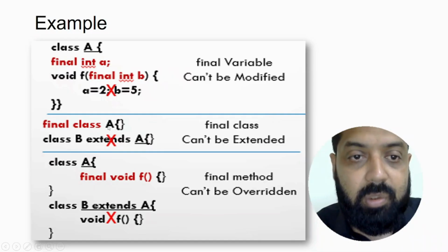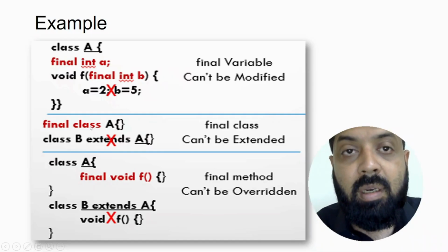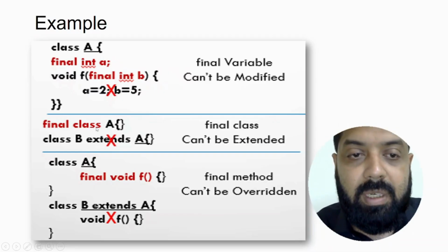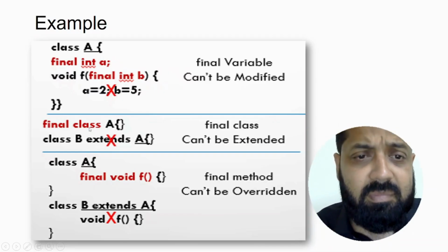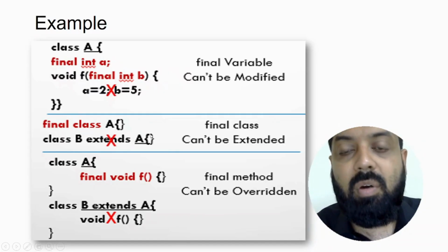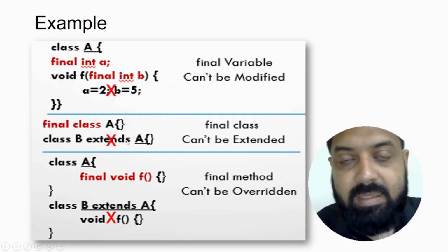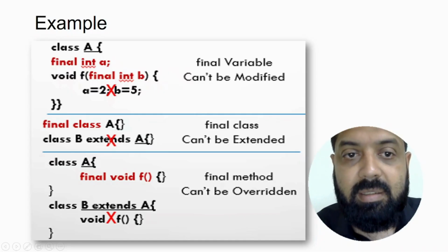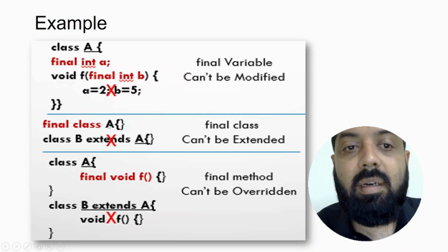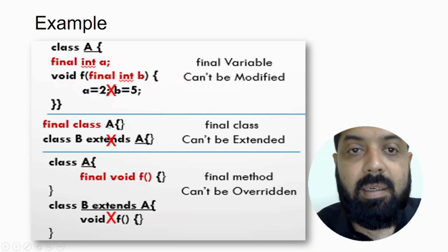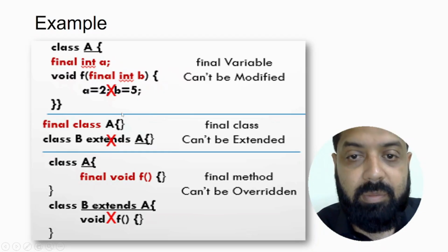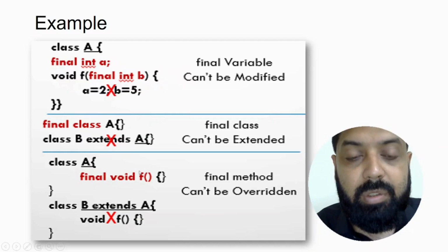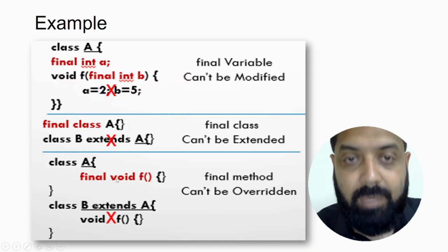Similarly, case number 2, you can use the final keyword with a class, and whenever you use the final keyword with the class, it will not allow the user to extend that class. It means you cannot perform inheritance if your class contains the final keyword.